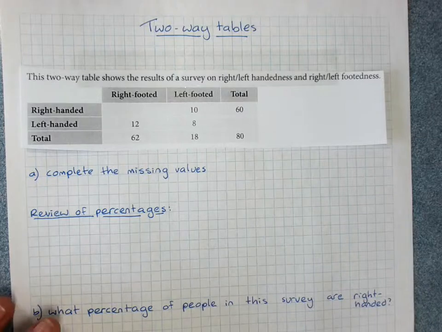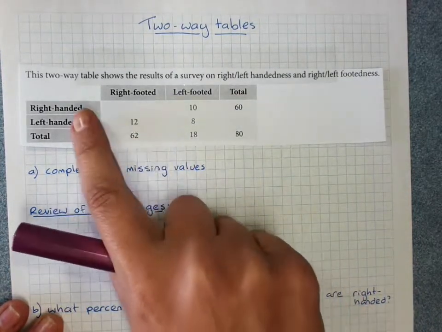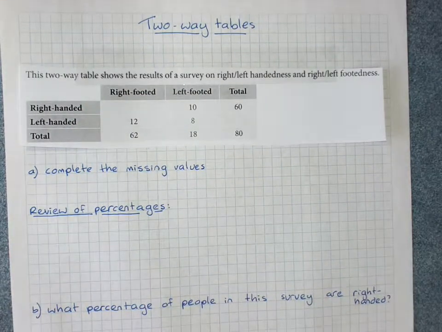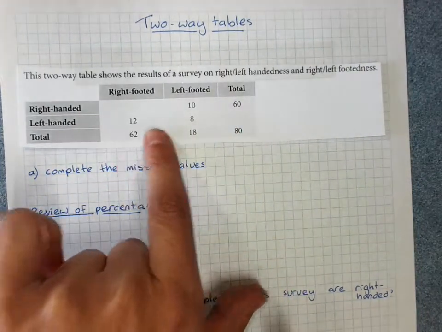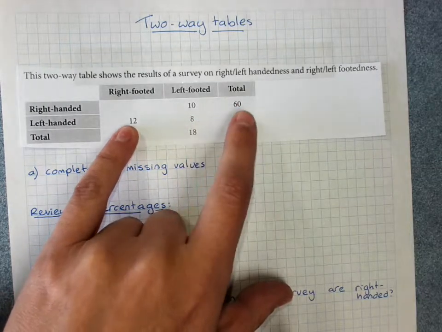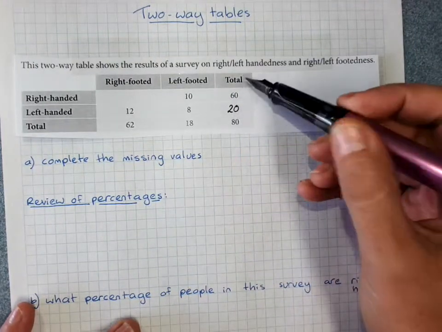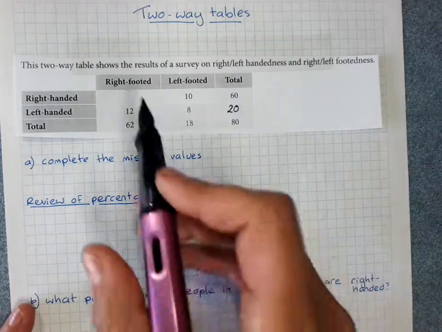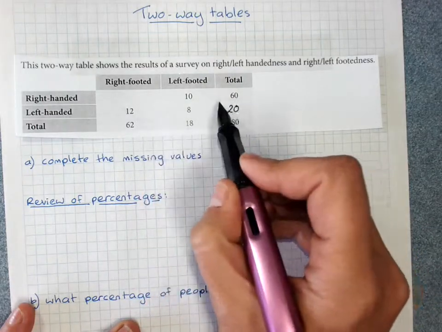Two-way tables are useful to let us see if there's a connection between the two characteristics. So if you're right-handed, are you more likely to be right-footed? Now, if we have to find a total, that's easy. We add the numbers that are in that row or column. So 12 plus 8 is 20. And just to check that we're right, we make sure that 60 plus 20 is 80. Yes, it is.